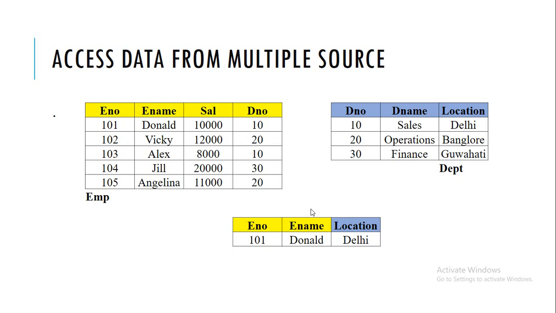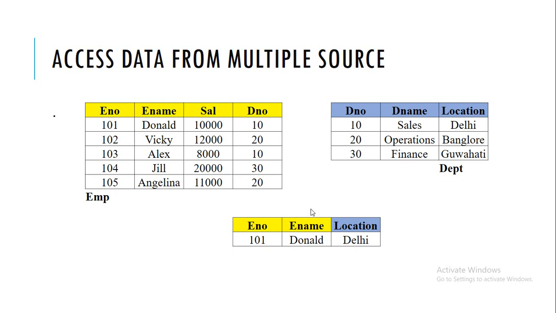In this one we have 3 departments. Department number 10, name is sales and location is Delhi. Another one is department number 20, department name operations, located at Bangalore. Similarly 30, department name finance, located at Guwahati.